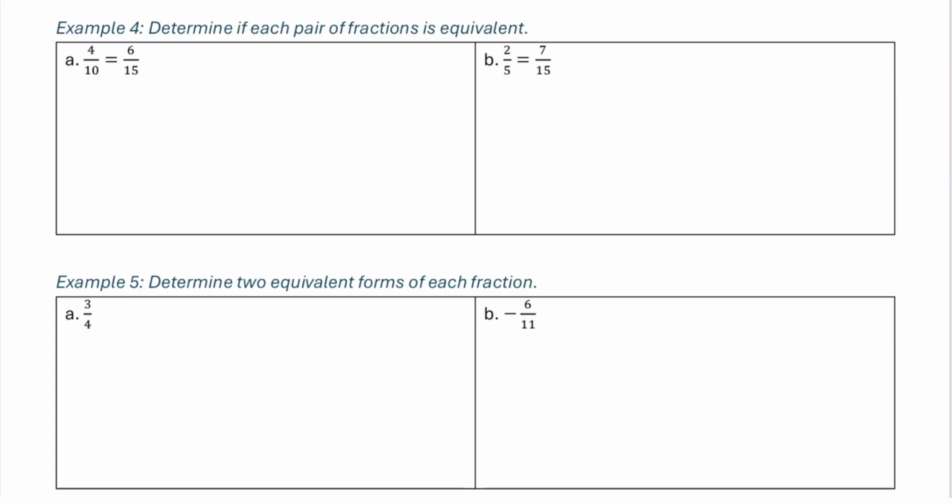To do that, we will find the cross product. We're going to multiply the numerator of the first fraction with the denominator of the second fraction. 4 times 15. And we're going to ask, is that equal to, we'll do a similar thing here, take the denominator of the first fraction and multiply by the numerator of the second fraction. So 10 times 6. 4 times 15 is 60, and 10 times 6 is 60. Since this is a true statement, we can say that the two original fractions are equivalent.